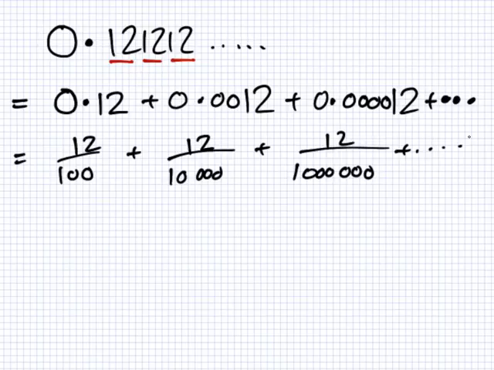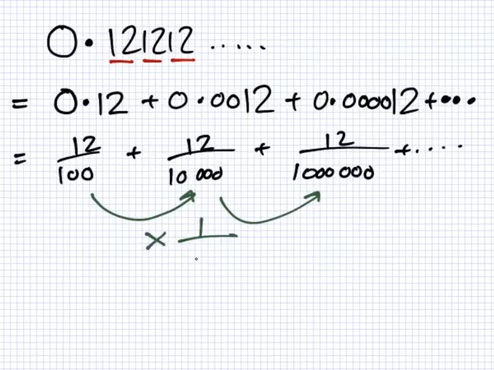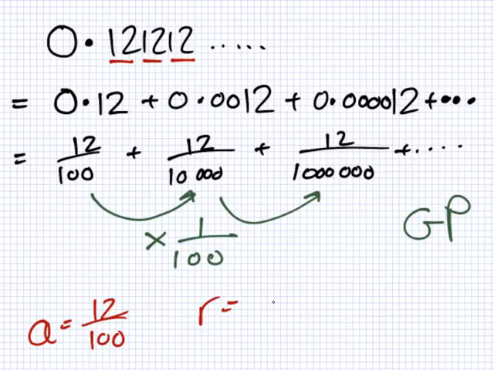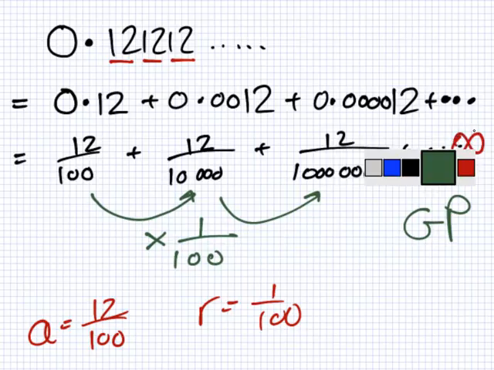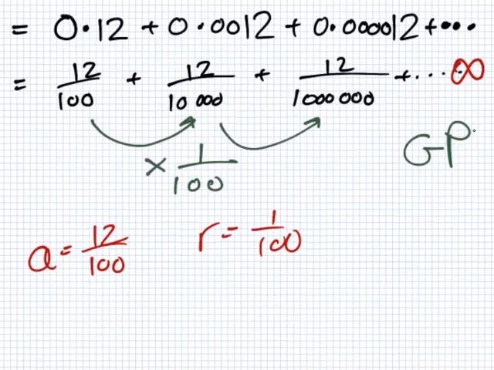Okay, so next, what you notice is that these are nearly all the same, except the only difference between the neighbours is that it gets smaller. In fact, each time I'm multiplying by 1 over 100. So what type of sequence is this, where you multiply by the same number? Geometric. This is actually a geometric sequence, where the A equals 12 over 100 and the R equals 1 over 100. And is this an infinite sum? It is. It's infinite.